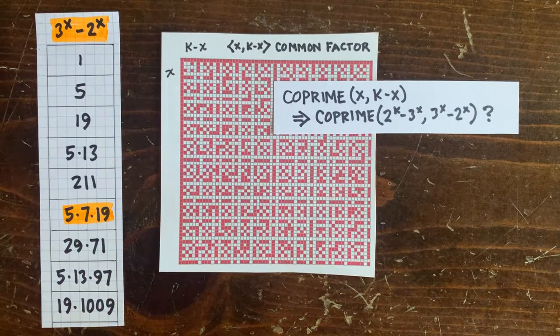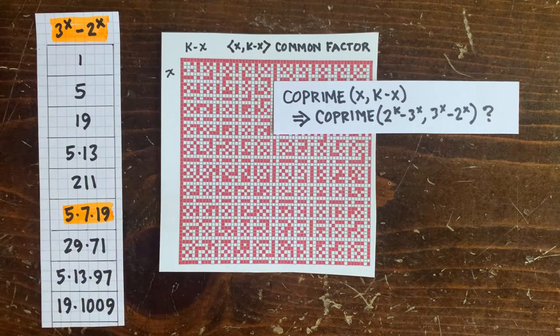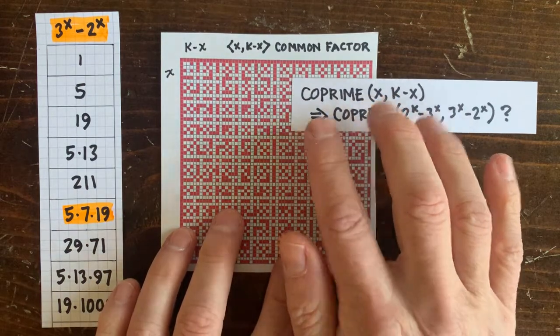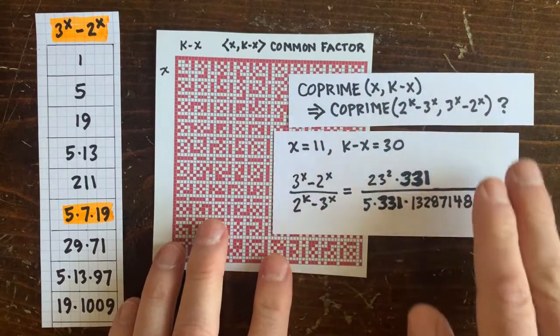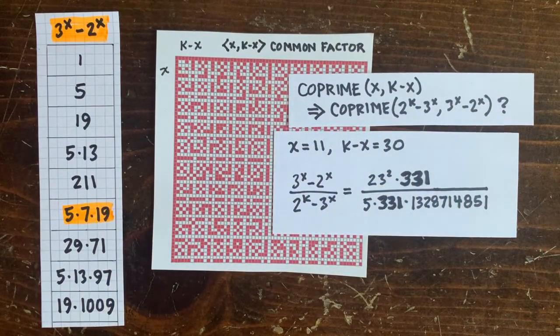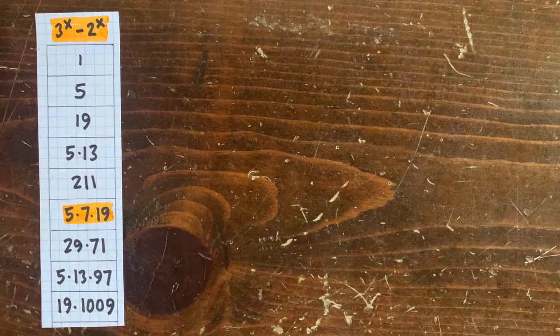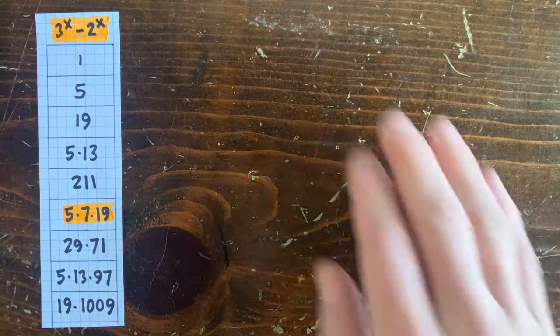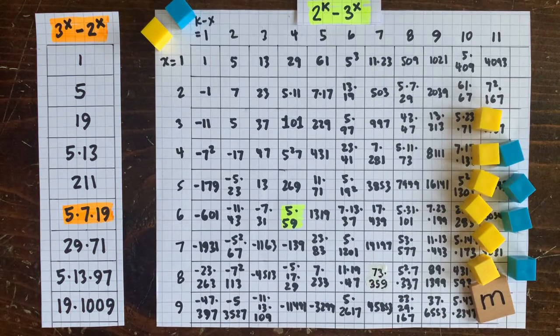Now, before starting to prove this, maybe it's a good idea to make sure that it's true for all the white squares, not just the ones we looked at. And if you look at the very next white square here, where x equals 11 and k minus x equals 30, it's not true. So the numerator and the denominator actually share a factor in common, which is 331. Okay, so this conjecture is not really true. But there might be other ways of dealing with the cases where x and k minus x are co-prime, and we're going to look at that later.